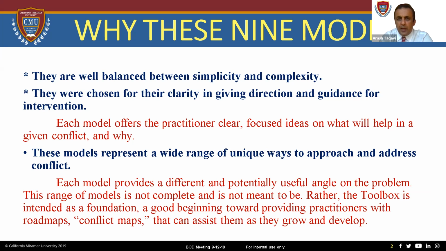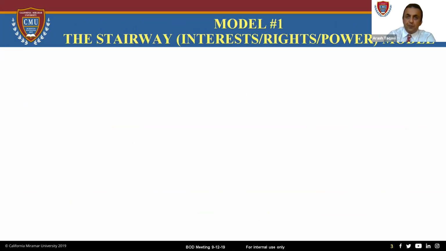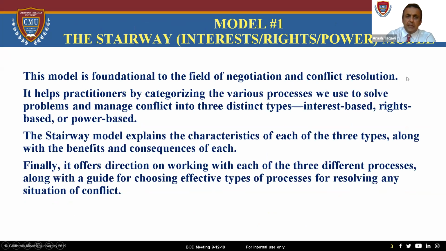Also, it is not a very hard job to find the right and proper model for a conflict. Why? Because each model, except the number 1 model, which underpins the other models, talks with us. We know in what type of conflict, what sort of models and concepts will be good for using in analysis. Model number 1: Stairway model, interest, rights, and power.